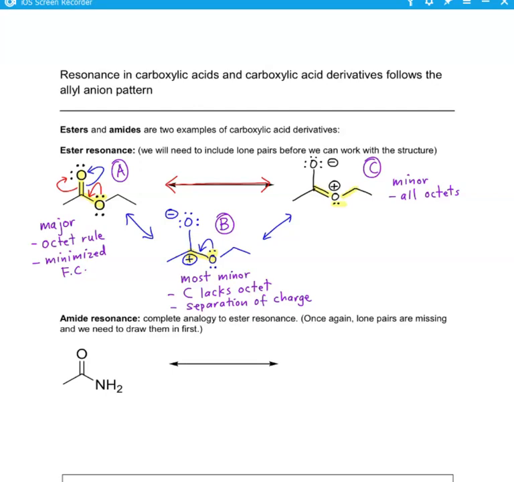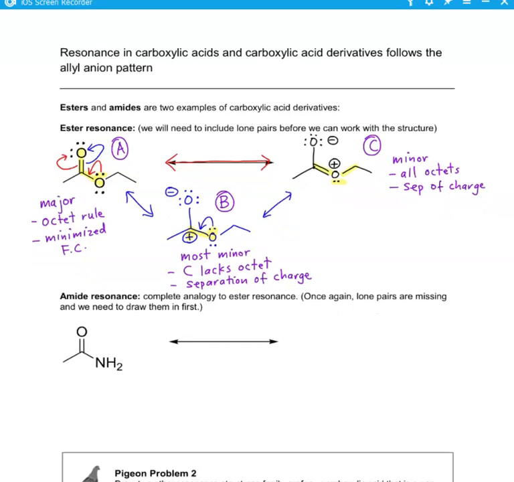So this structure has all octets on all the atoms, and it does have a separation of charge. Now you might be thinking, well, that's a larger separation of charge than the separation of charge in structure B, and you'd be right. The problem is, in structure B, carbon lacks an octet, so that dings it, if you will. So it's less important because of that feature. So even though structure C has a larger separation of charge, the positive and negative are farther away from each other, all the atoms have octets, and so that makes it more important than structure B.